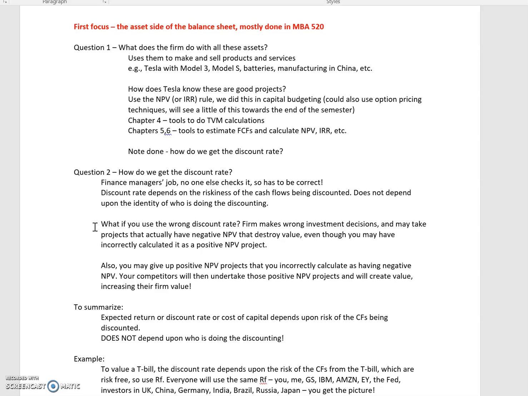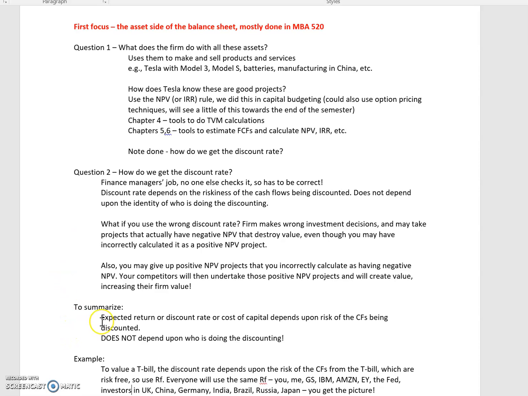Alternatively, a project might actually have a positive NPV. It might actually be a good project, but you're using the wrong discount rate, and you may say, hey, the NPV is negative, you will not take it. What could happen? Your competitors might do the calculations correctly, and then they will undertake those positive NPV projects, and they will create value. So the value of your competitor firms is going to go up, but your firm's value will not. Okay, so that's why it's important to make sure that we get the discount rate correctly.